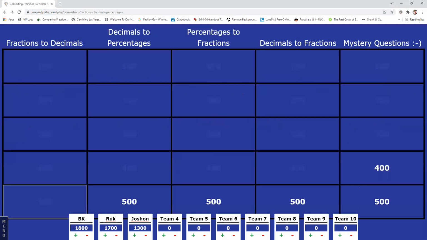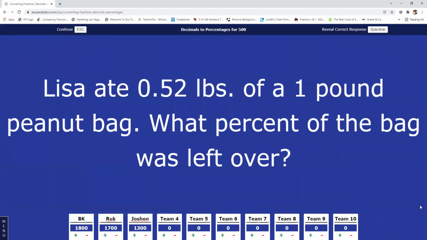All right, last 5 decimals to percentages for 500. Lisa ate 0.52 pounds of a 1 pound peanut bag. What percent of the bag was left over?